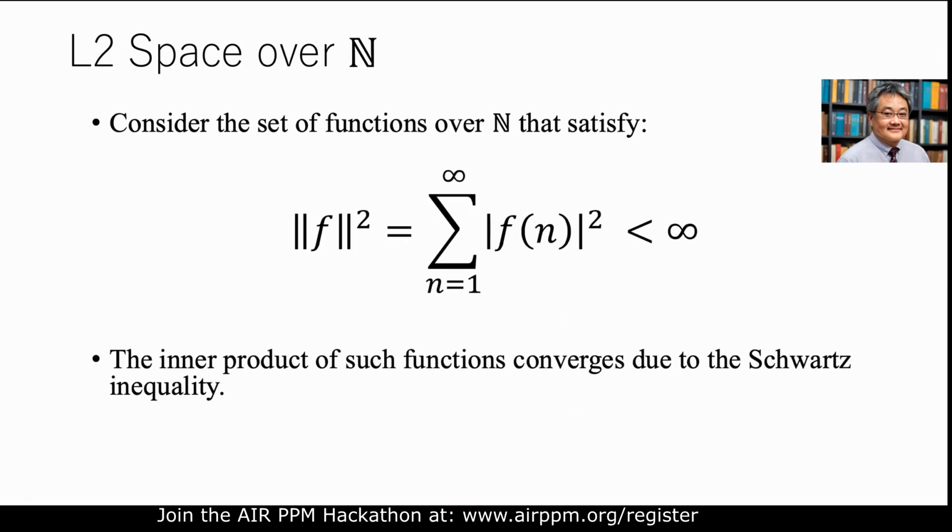To ensure convergence, we impose a condition on the functions included in the function space. Specifically, a function must satisfy the condition that the sum of the squares of the absolute values of its components converges. Using the Cauchy-Schwarz inequality, we can prove the convergence of the inner product mentioned in the previous slide.